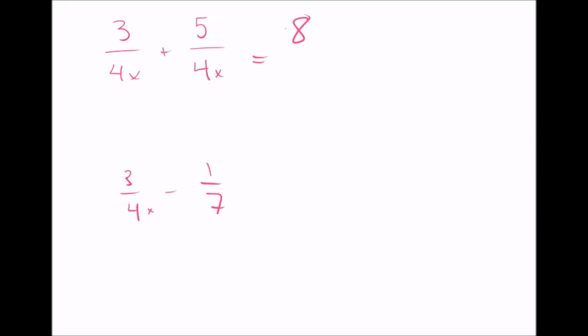Okay, in 8.5, we're going to be adding and subtracting fractions. It's really easy when the denominators are the same. So for example, here it's 3 over 4x plus 5 over 4x. You just add the numerators together to get 8 over 4x.